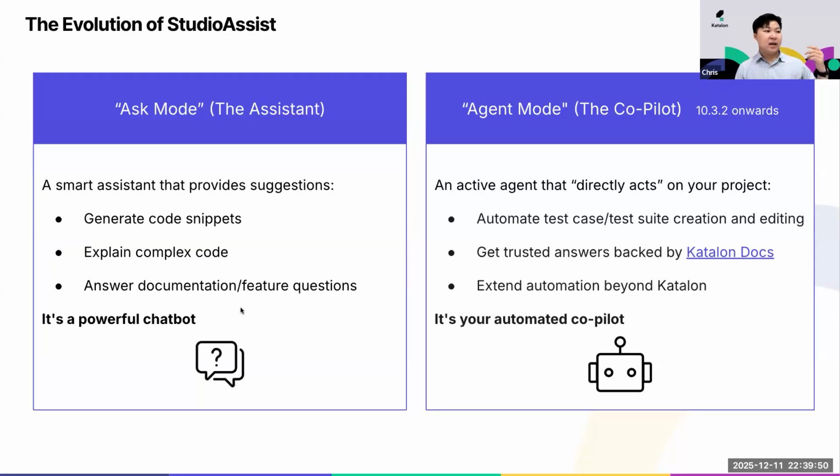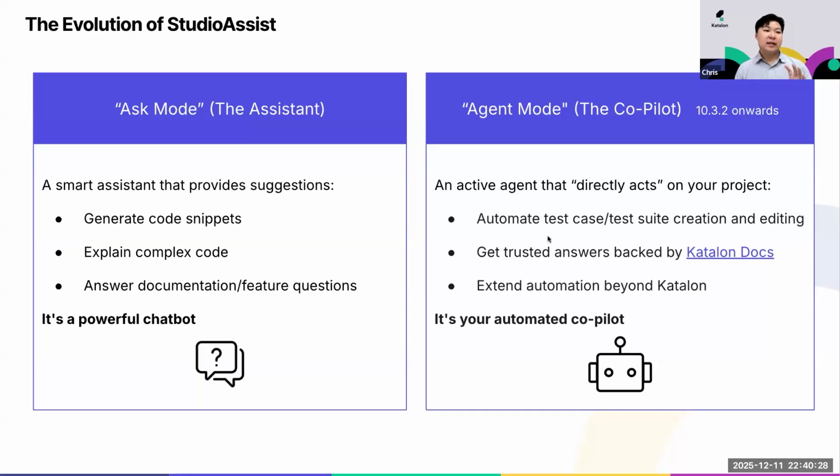Studio Assist has been able to do that, but from Katalon Studio 10.3.2 onwards, we introduced a new term called agent mode, as well as the co-pilot, which means you can expect it to work like an automated co-pilot, where the agent directly accesses your Katalon project. So it not only helps you generate code, it can also help you automate test case and test suite creation, update, edit, and organization.